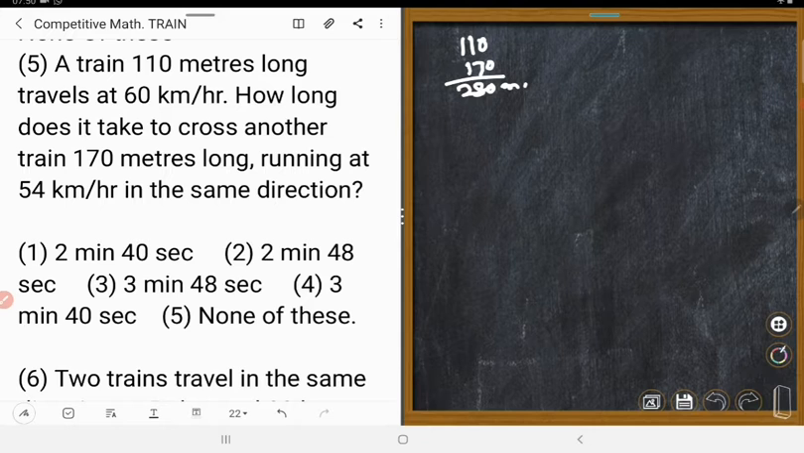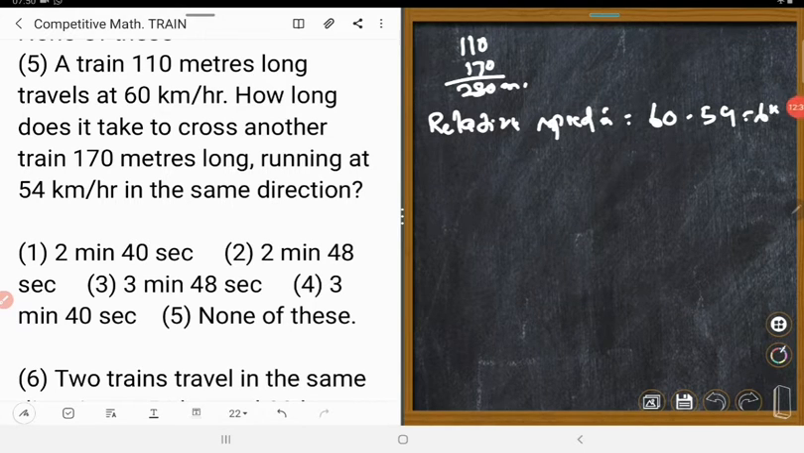Could you understand? So now let's calculate the relative speed. Both are in the same direction, so the relative speed is 60 minus 54, which is equal to 6 kilometers per hour. Could you understand? So we will calculate time. This is the distance, this is the speed. So time is equal to distance by speed, you know.